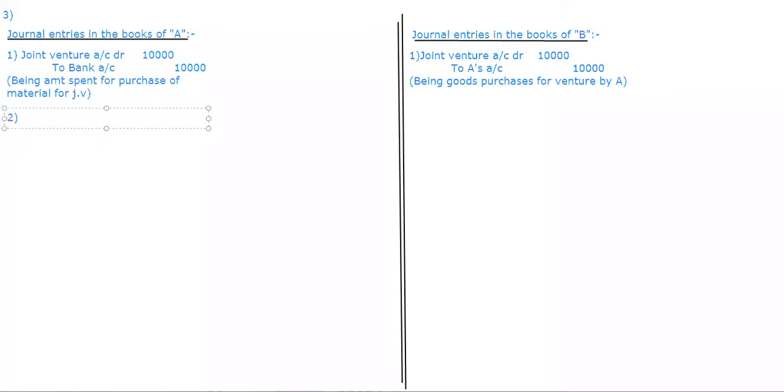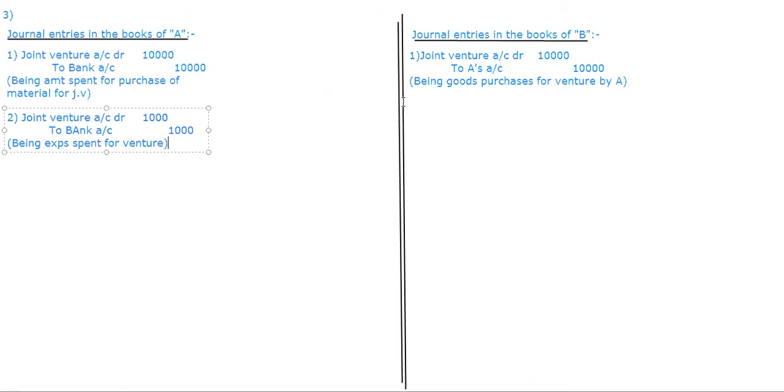Then second one, A has spent money, no? So for that we are writing an entry. So joint venture account debit. How much he has spent? 1,000 rupees. To, again in my books I can't write my name, so bank account I'm going to write as 1,000. So what is the narration we are going to write? Being expenses spent for venture.